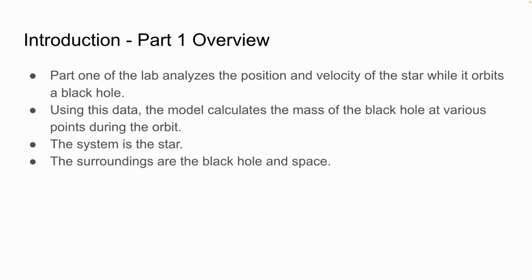Part 1 overview. Part 1 of the lab analyzes the position and velocity of the star while it orbits a black hole. Using this data, the model calculates the mass of the black hole. At various points during the orbit, the system is the star, and the surroundings are the black hole and space.